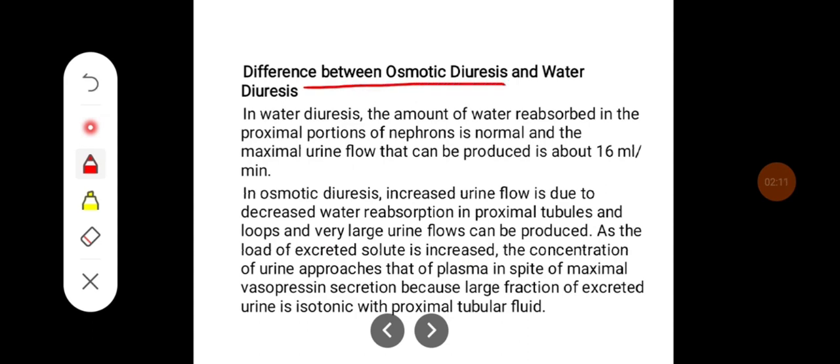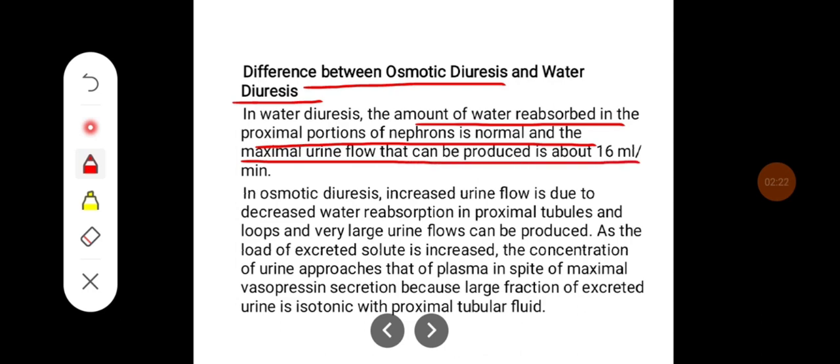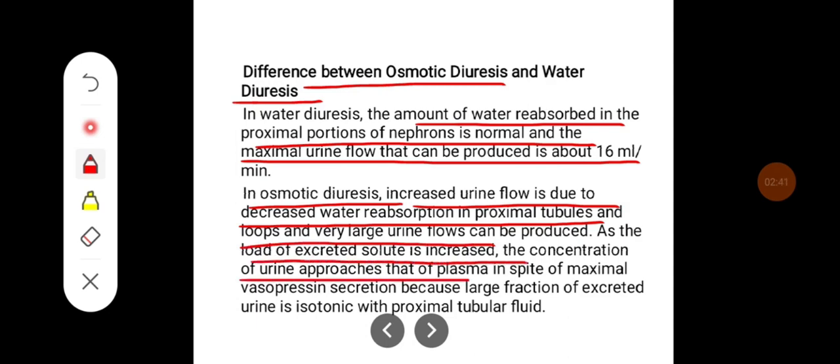Differences between osmotic diuresis and water diuresis. In water diuresis, the amount of water reabsorbed in the proximal portion of the nephron is normal, and the maximal urine flow that can be produced is about 16 ml per minute. In osmotic diuresis, increased urine flow is due to decreased water reabsorption in proximal tubules and loops, and very large urine flow can be produced. As the load of excreted solute is increased, the concentration of urine approaches that of plasma in spite of maximal vasopressin secretion, because a large fraction of excreted urine is isotonic with proximal tubular fluid.